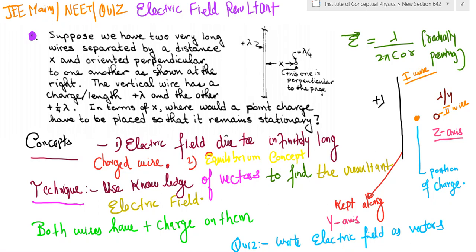of this point charge and find the force due to the wire, which is plus lambda linear charge density, and then due to the other wire which has the linear density of lambda by 4, equate the force, use the concept of equilibrium taught in class 11 and find the place at which the charge should be kept to experience the resultant force as zero.